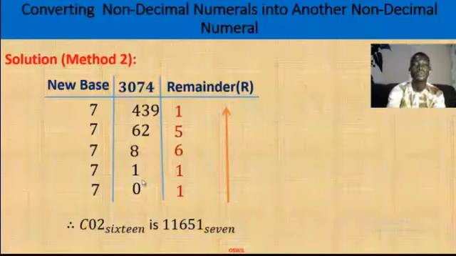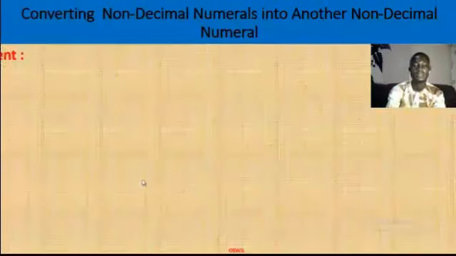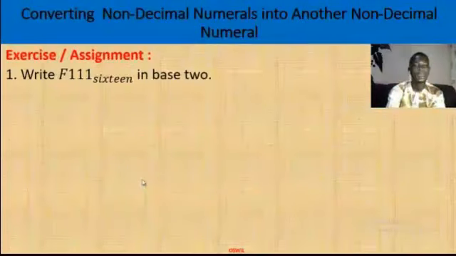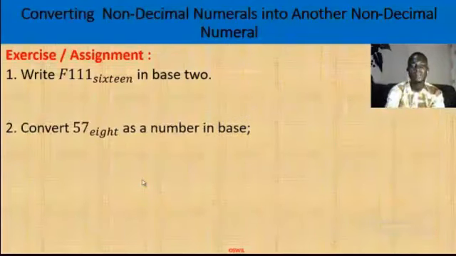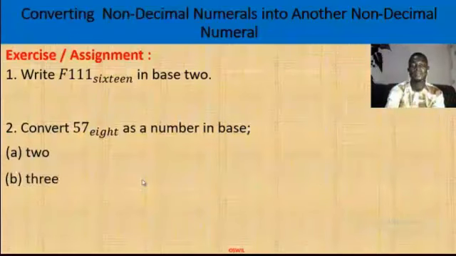So those who wish to use the second method, you are free to use that. Let us look at our exercise or assignment as usual. Write F111 base 16 in base 2. Number 2, convert 57 base 8 as a number in base 2, and base 3. Pause the video. Answer these questions before you look at the answers I have for you.